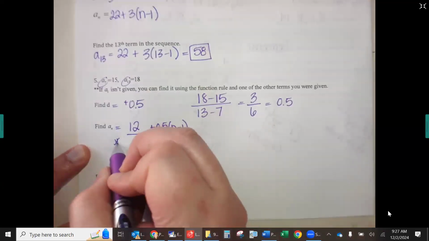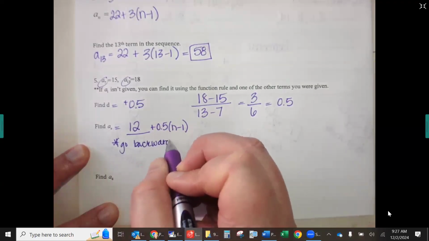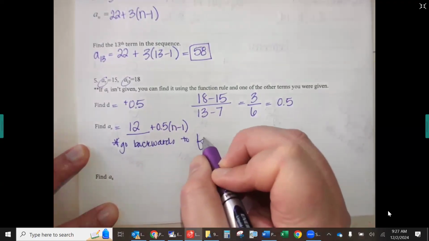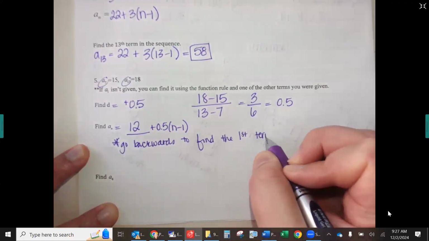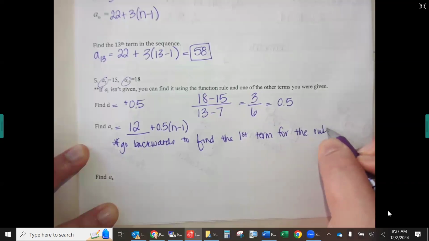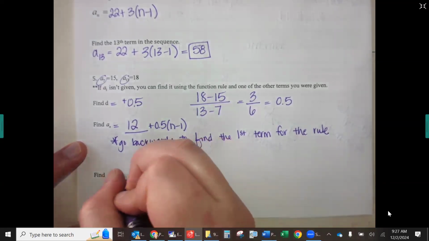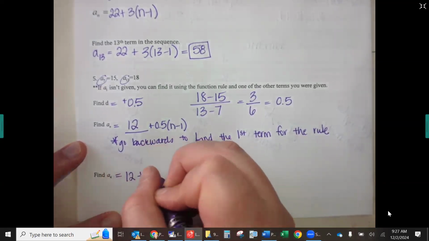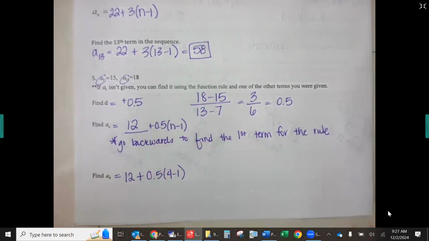Okay, but I'm going to put a little star here. You have to go backwards to find the first term. Okay, then it says to find A4. Then you would do A4 equals 12 plus 0.5 times (4 minus 1). And you can just literally put that into the calculator.